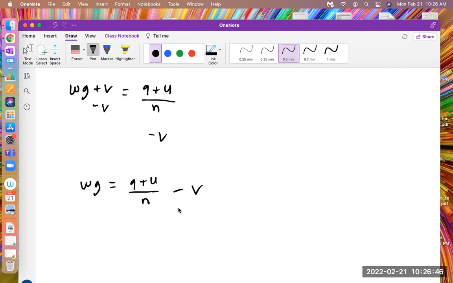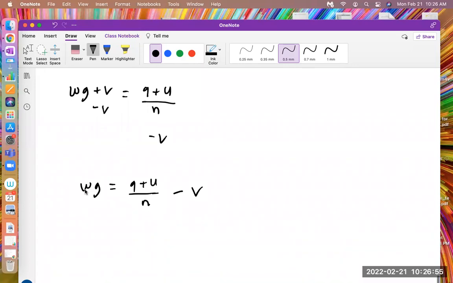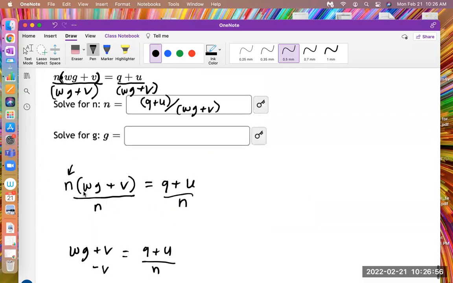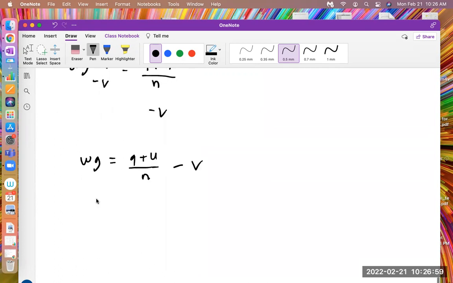And then we only have to do one more thing. We have to divide by this W. You have to focus. G is the one we're trying to isolate on one side of the equation. So we just divide by W here on both sides of the equation.